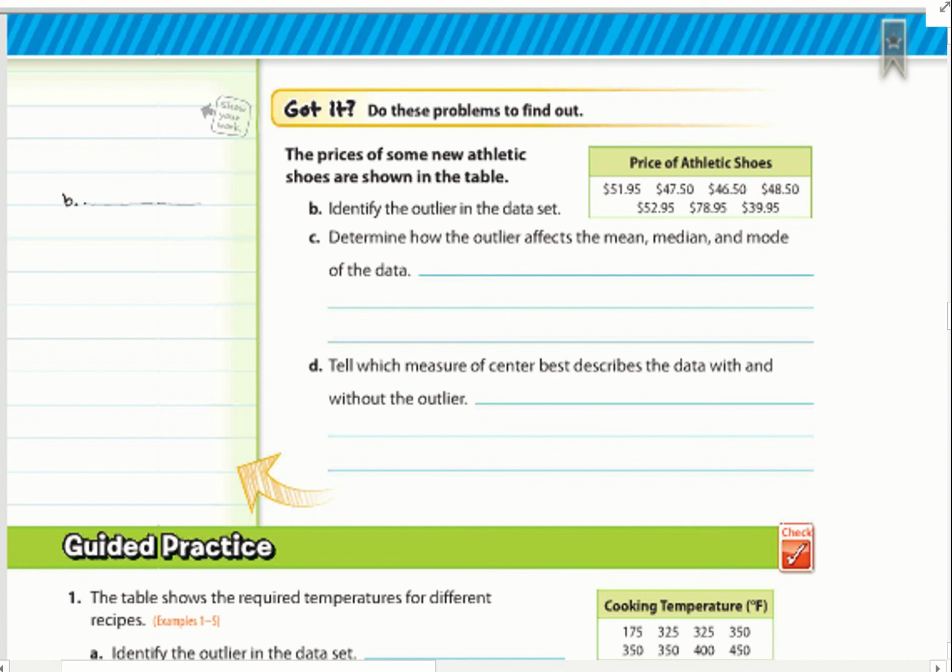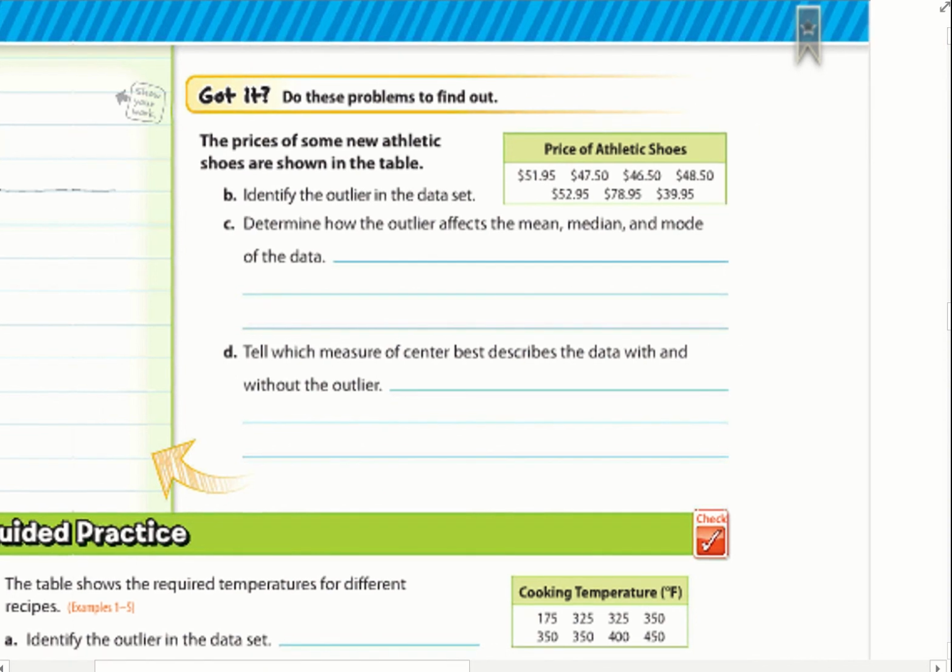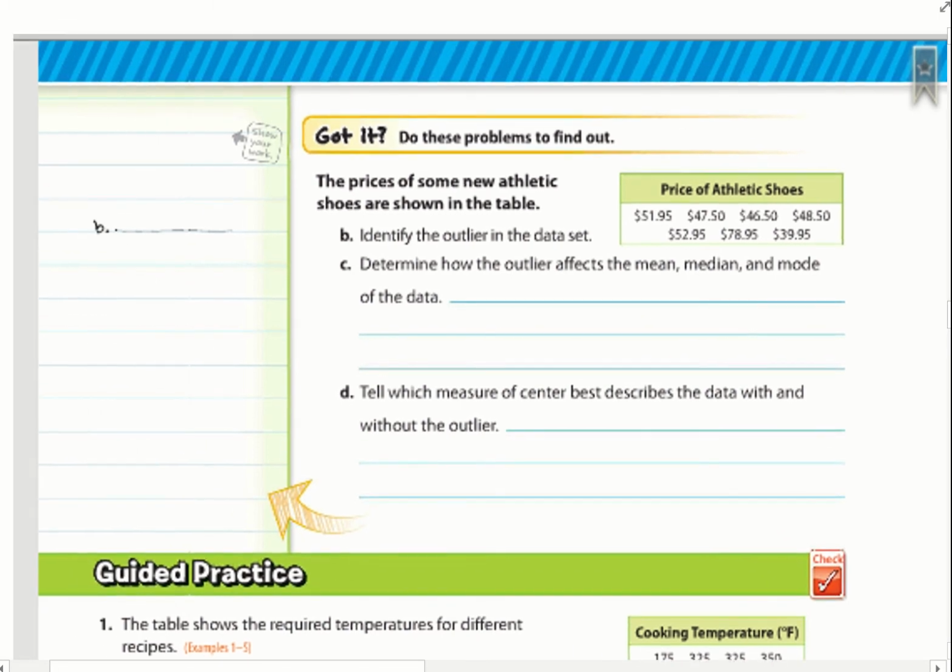So we're going to try the Got It. So we have B, C, and D. First we have to identify the outlier in the data set. If we look here, we have close to 50, close to 50, close to 50, and this is close to 50. That's close to 80. So when we identify the outlier, we're going to say the outlier for B is $78.95.